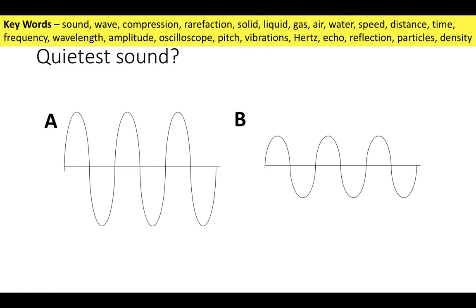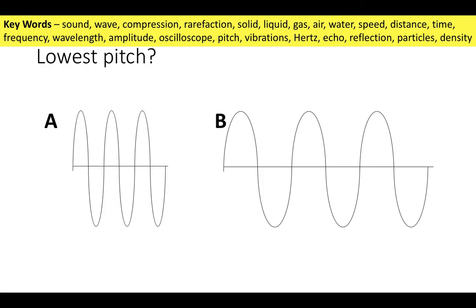Which one is the quietest sound? And that would be B. So smaller amplitude gives you the softer or quietest sound.